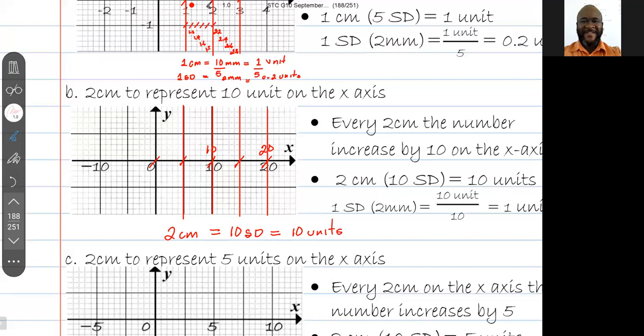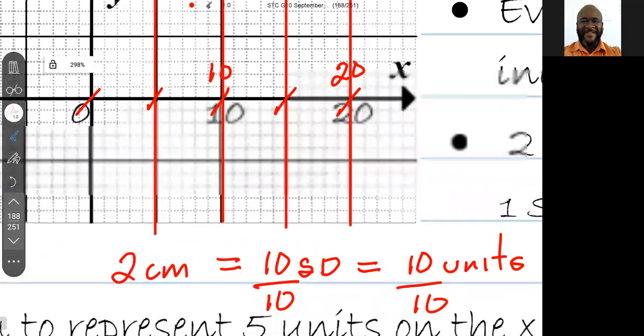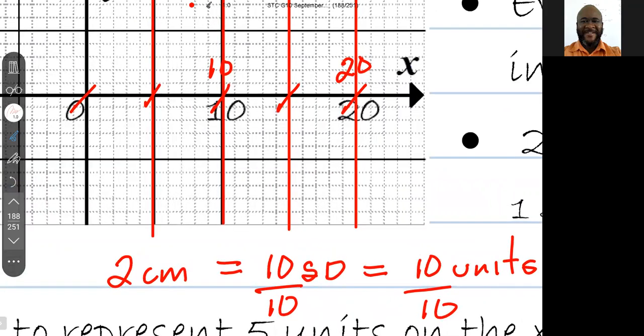Guys, remember, every centimeter on your graph sheet is divided into 5 equal parts. So 2 centimeters will be divided into 10 equal parts. If I divide both sides by 10, I'm going to get one of my small divisions. And one of the small divisions, that is the 2 millimeter distance on the graph sheet, would be representing 1 unit. What that means is that each of the small divisions is representing 1 unit.